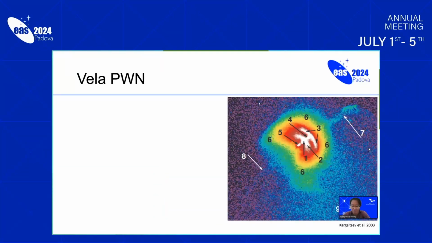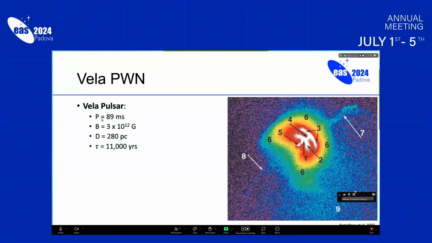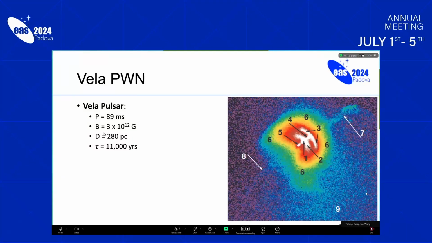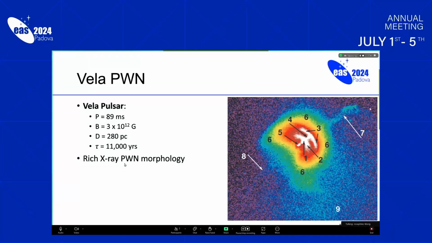So the second pulsar wind nebula observed by IXPE is Vela. So Vela has a very ballpark similar spin period, magnetic field, and is also pretty close to us as the Crab pulsar, but it's about 10 times older. It also has a rich X-ray pulsar wind nebula morphology.